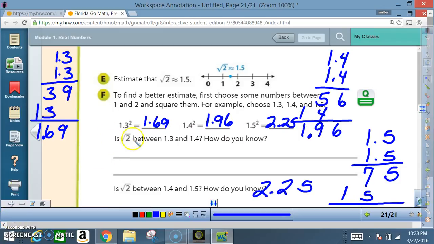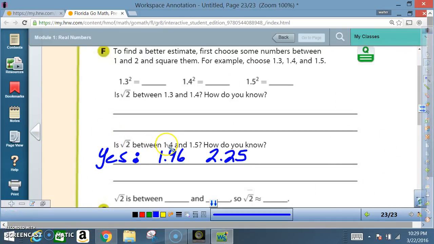So when we answer this question, is the square root of 2 between 1.3 and 1.4? How do we know? Well, the answer is going to be no, because 2 does not lie between 1.69 and 1.96. All right.